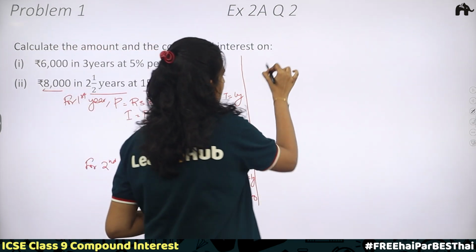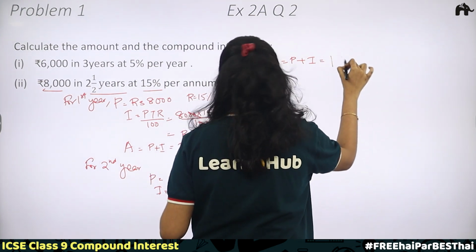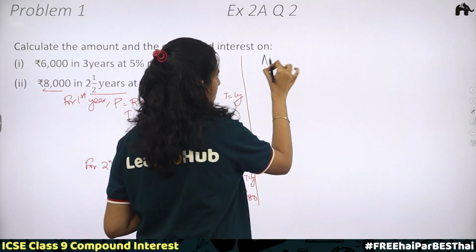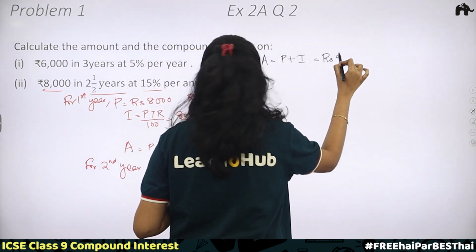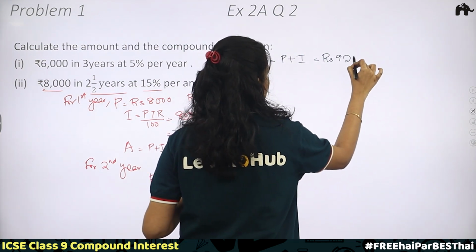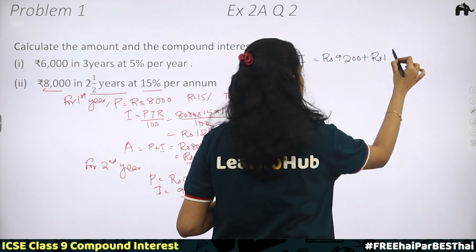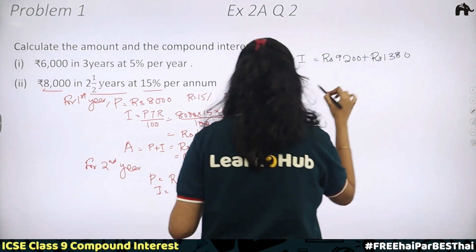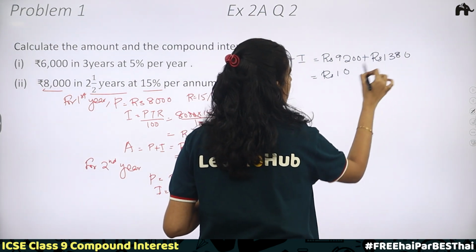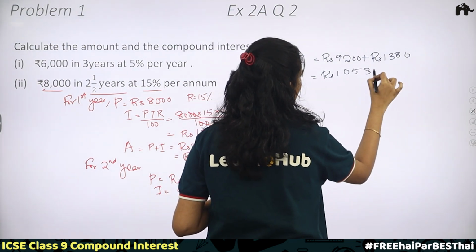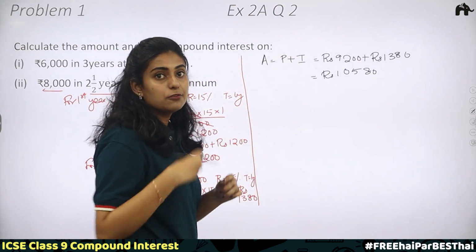Now how to find the amount? Amount is again principal plus interest. What is amount? Amount will be equal to principal plus interest. Here the principal is rupees 9,200 and the interest we have determined, which is rupees 1,380. On adding, you will be getting rupees 10,580. 10,580 is the amount. This amount will be the principal for the next year.